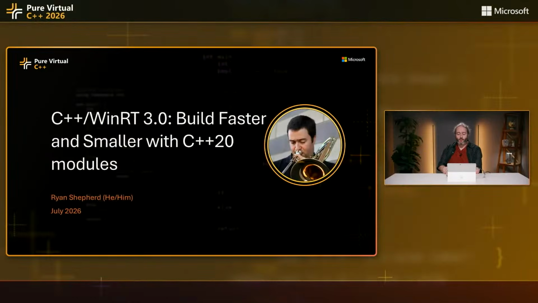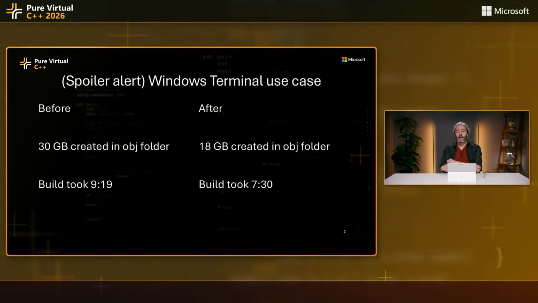Hello and welcome. We're going to learn today how you can speed up your build and trim gigabytes of build output by updating C++ WinRT to version 3.0 and adopting its new module support. So check this out. Spoiler alert, I'm skipping directly to the victory party at the end of the story.